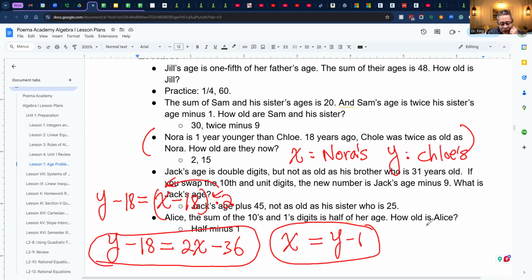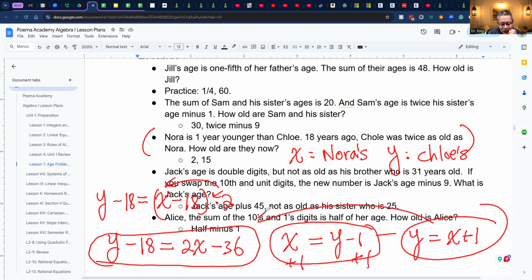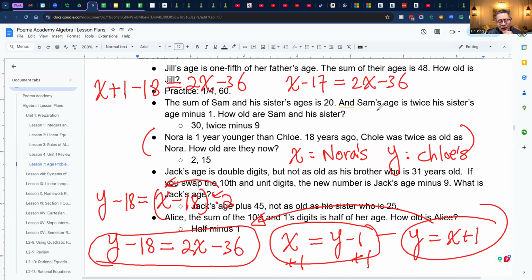So it really doesn't matter which variable we substitute. In this case, it looks like it's probably easier to substitute y in terms of x. So based on this, y will be x plus 1, right? We just add 1 on both sides. Okay, then we're going to plug this into this equation. Then we got x plus 1, which is our y, minus 18 equals 2x minus 36. So on the left-hand side is x minus 17. On the right-hand side is 2x minus 36. That's just a linear equation.